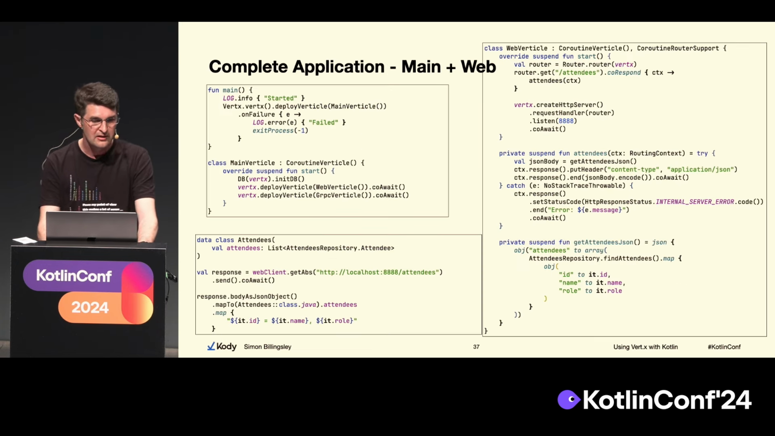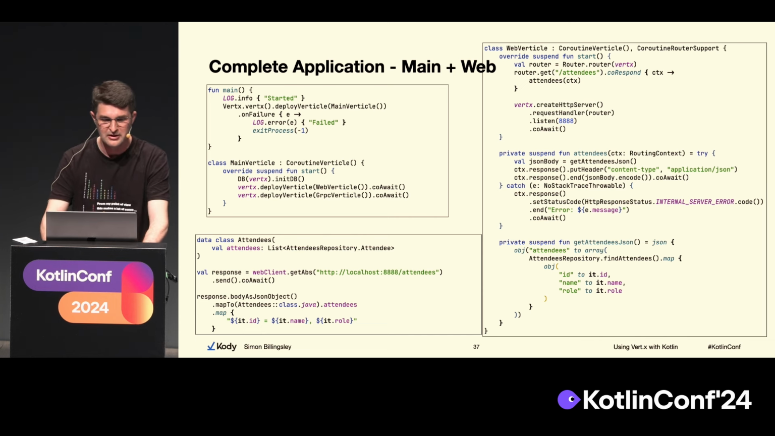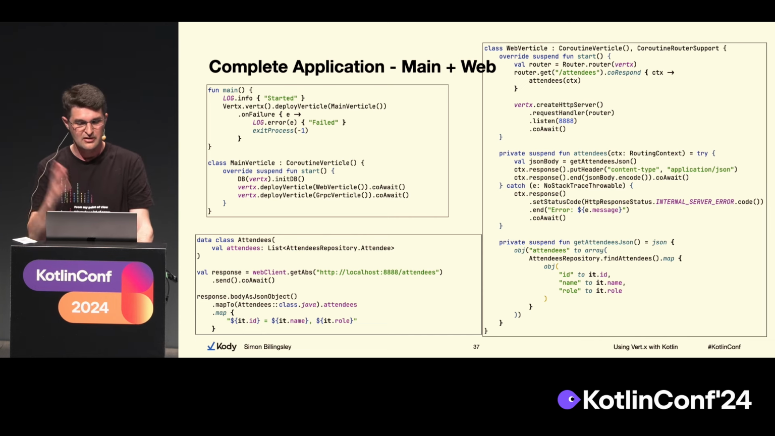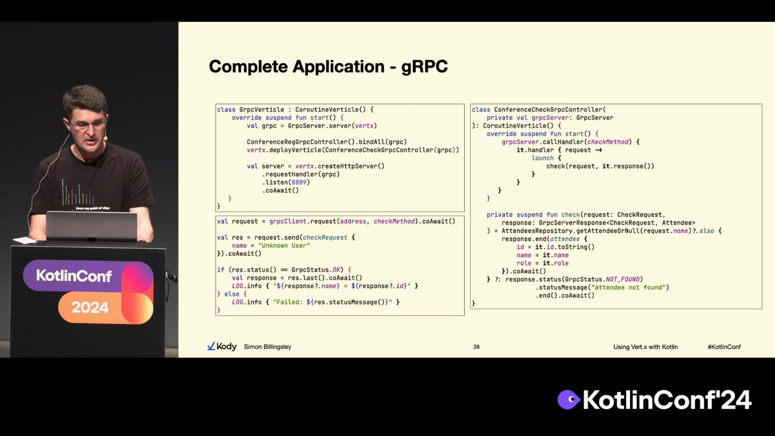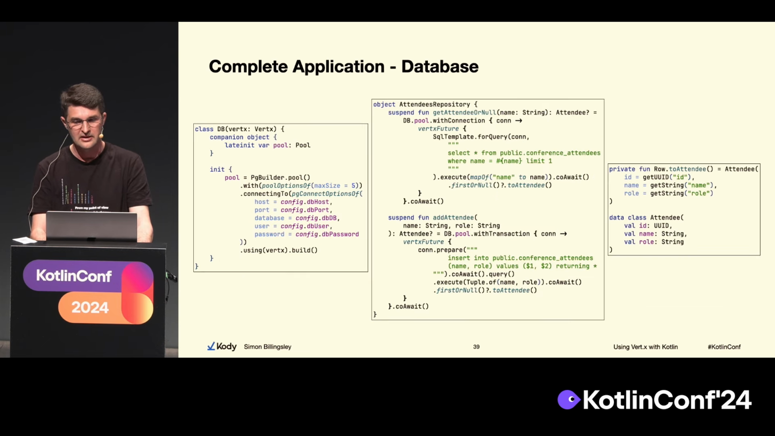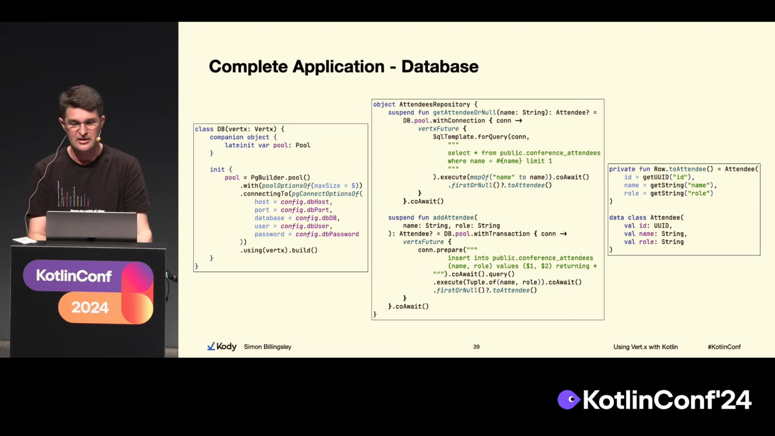So here is the complete code. You're not expected to read it, although it does look pretty well on this big screen. Just to show that there's no surprises. So this is the main application and the web vertical. This is the gRPC vertical and the client. And finally, here's the database pool and the repository methods. So it's really simple, really clean code, and it's performant because it runs on Netty.